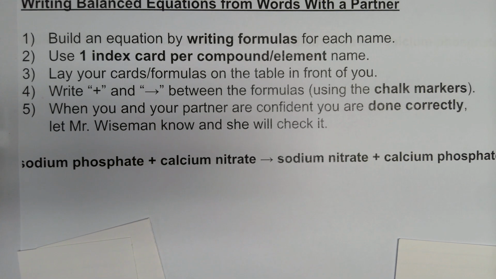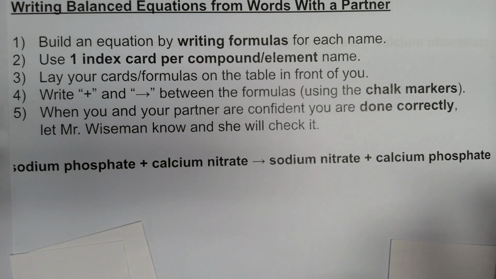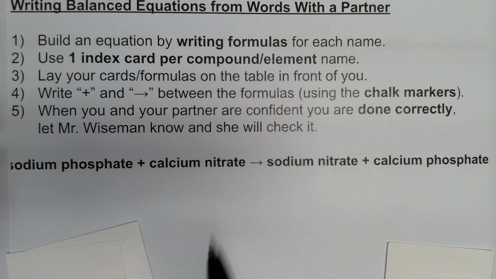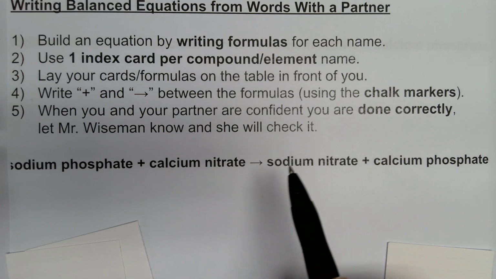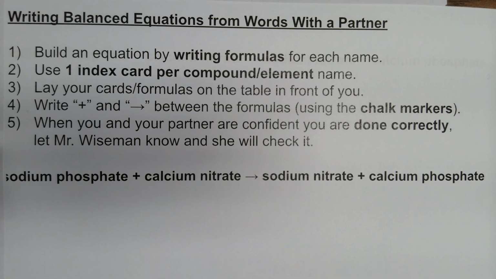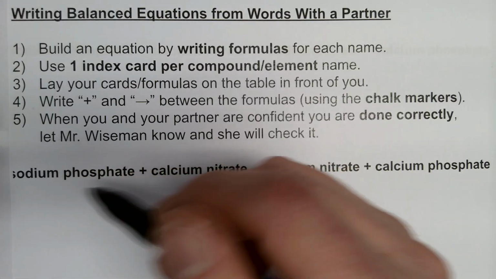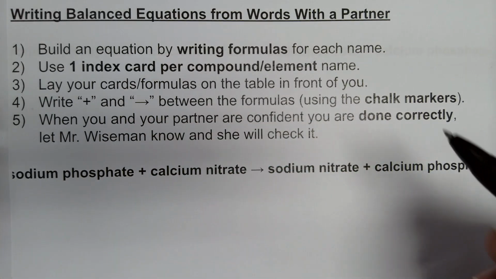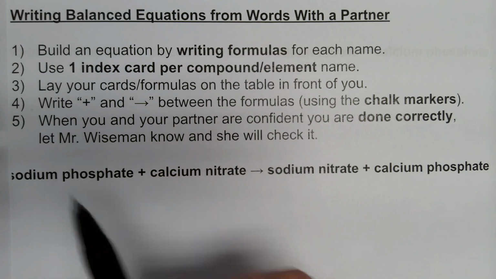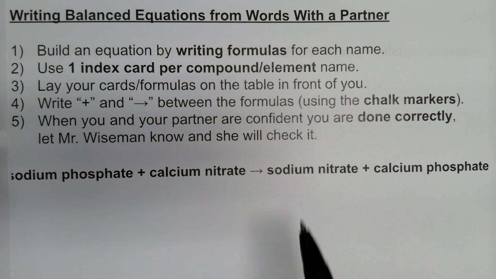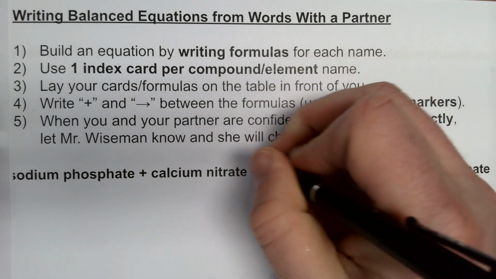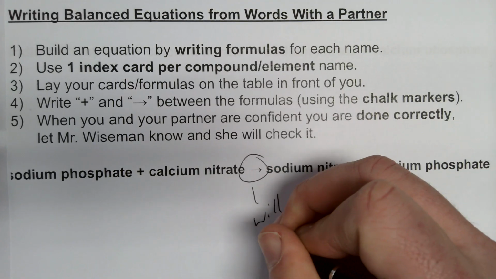So my example here, that's not on your piece of paper, is sodium phosphate plus calcium nitrate yields, or will form, sodium nitrate and calcium phosphate. Now, to make this easier, one person is going to be in charge of writing the formulas for the reactants. The other person is going to be in charge of writing the formulas for the products. You guys need to make sure that you are writing your plus signs in between your reactants and your products, and the arrow to indicate will form.